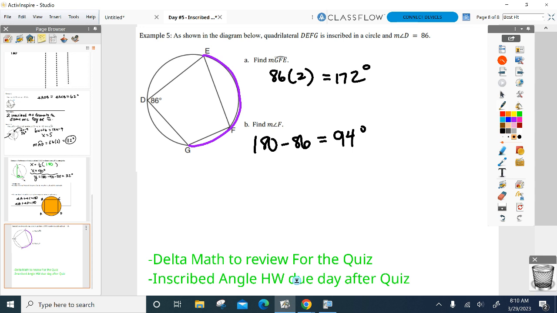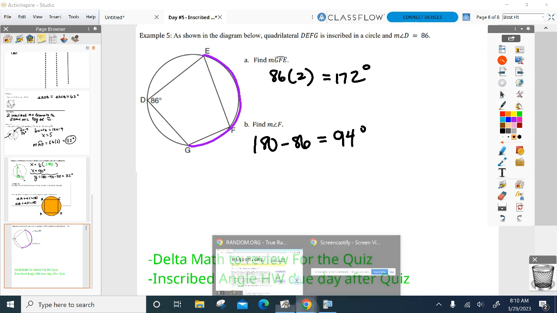This homework's due on Friday. So right now we've got plenty of time. Let's get out the Chromebooks. Let's get on Delta Math. Have a spare sheet of paper next to you to write some notes down if you need to, or do some calculations. And let's start reviewing for tomorrow's quiz. Days 1 through 4. No inscribed angles on there tomorrow.